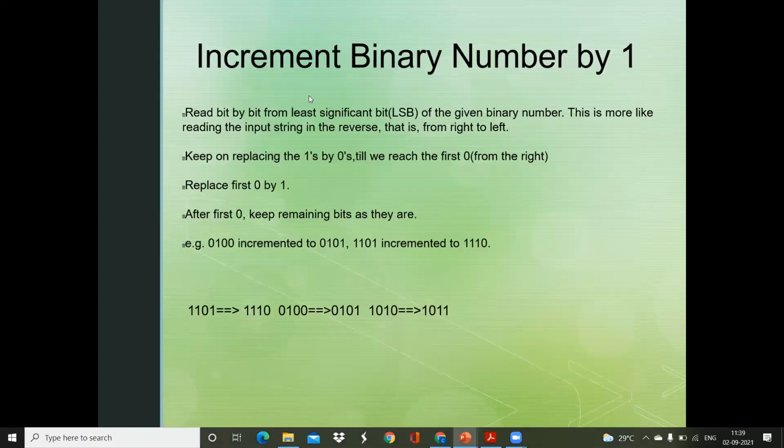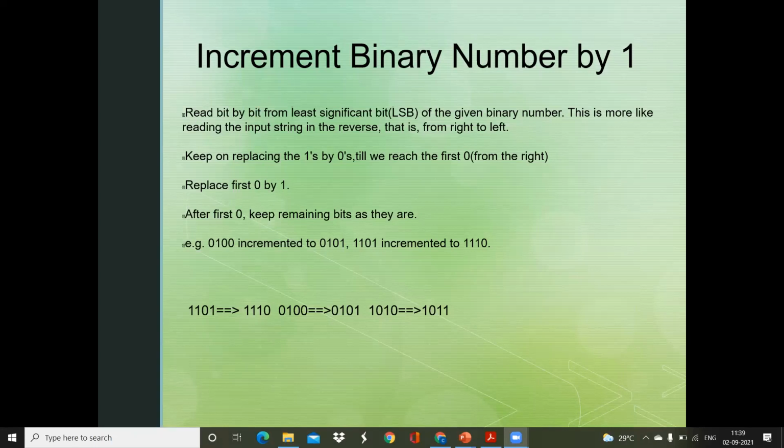Now assume that you have to design the Mealy machine to increment a binary number by 1. So this is the algorithm to design the Mealy machine. We have to read the input from right to left. As it is a binary input, the input string will be binary, and we will read the binary digits of the input string from right to left.